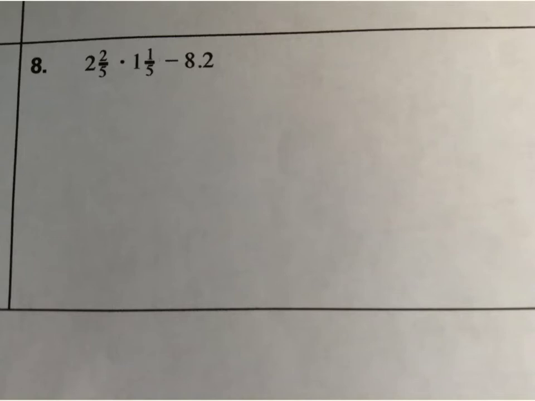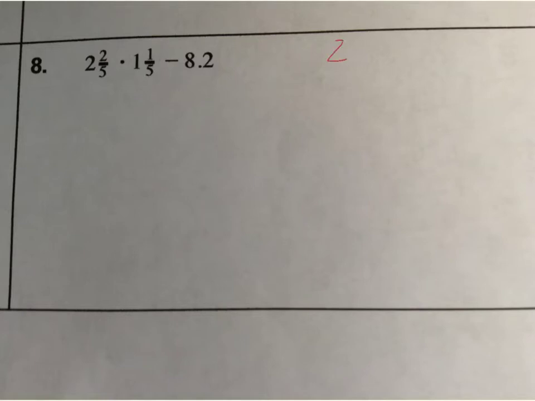Hey guys, so last but not least, I wanted to do number 8 for order of operations with rational numbers. I notice here that I have 2 2/5 times 1 1/5 minus 8.2, or 8 2/10. I can either change my 8 2/10 into a fraction, or I can change my 2 2/5 and 1 1/5 into decimals. Today I'm deciding that I'm actually going to be writing my 2 2/5 and 1 1/5 into decimal form. So that's the first thing I'm going to do, is to convert those into decimals.